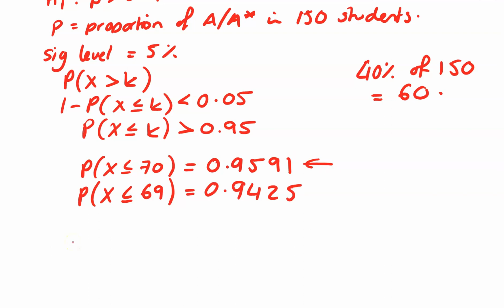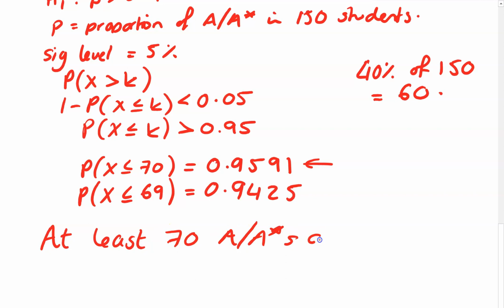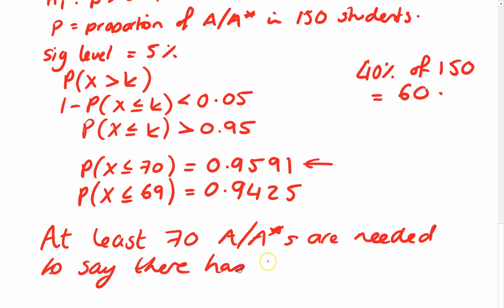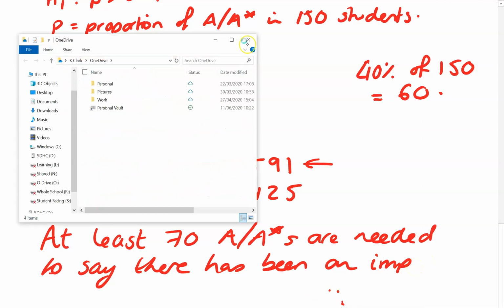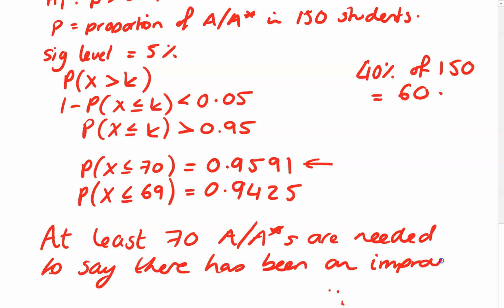So my critical value, so at least 70 A/A stars are needed to say there has been an improvement.